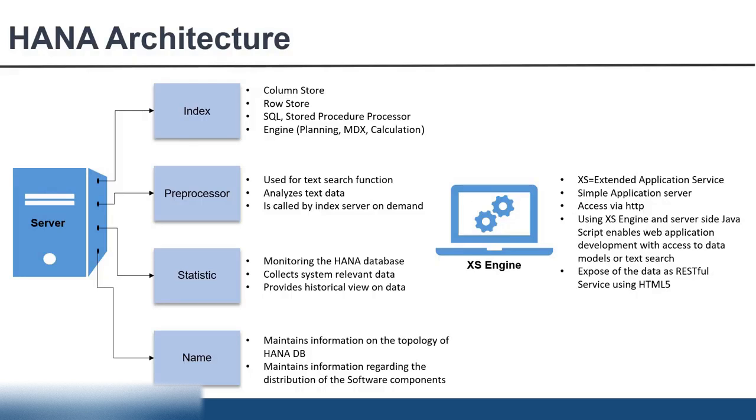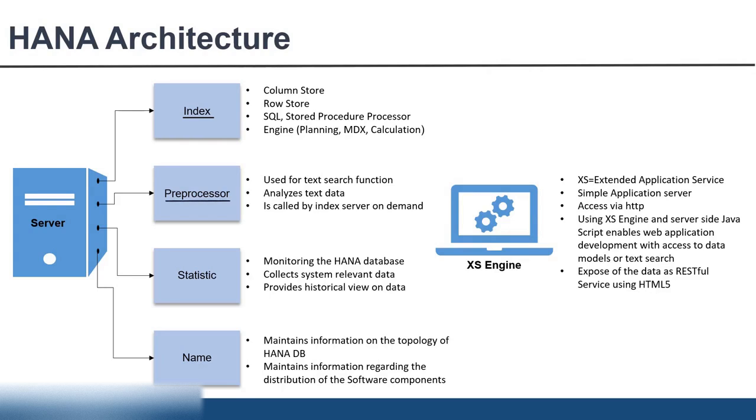So in HANA database, the most important server is the index server, because all the important engines are part of this index server. So you can see over here column store engine, row store engine, SQL, stored procedure or planning engine, MDX engine, calculation engine. All these important engines are part of the index server. So this is one of the important servers in HANA database.